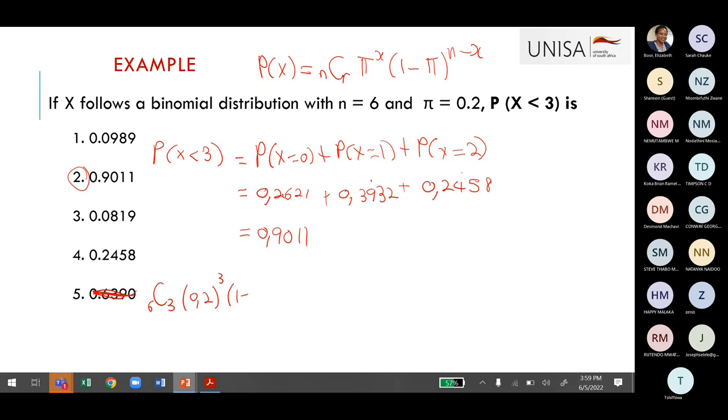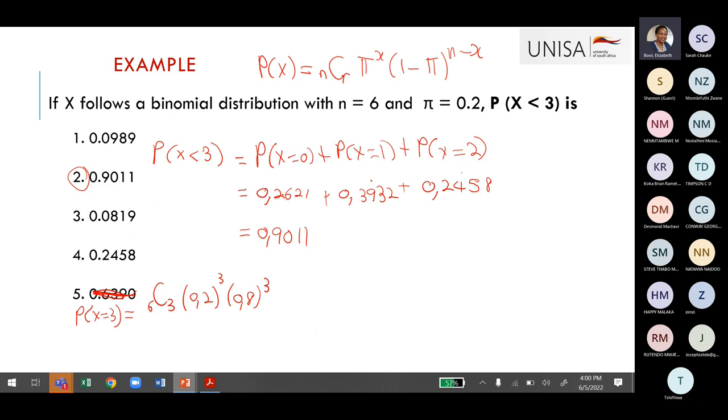Maybe even put 1 minus. Let's make it interesting and say this is 0.8. And they have here 5, 6 minus, and it's 3 as well. So something like this. They might have an answer that looks like this. So you need to be able to know that this is correct if only the question was just P of X is equals to 3, then that will be correct in that way.